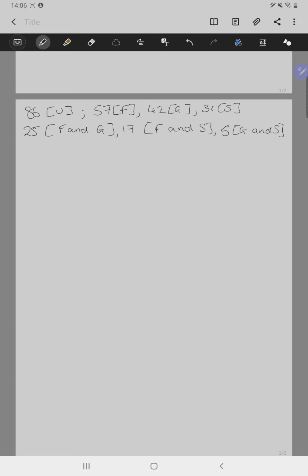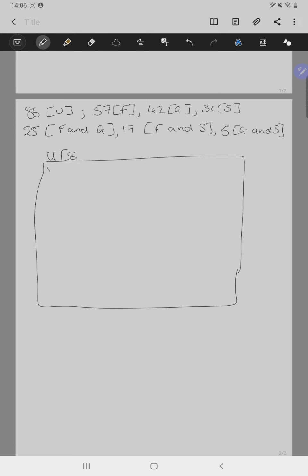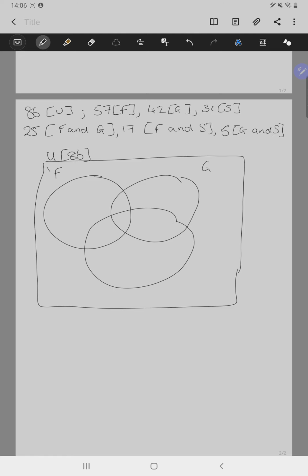So now they want us to find how many people take all three languages, but they haven't given us any information about it. So let's start to fill in what we can into our Venn diagram. We have our universal set up here, which we know is 86 in total. So we have French, German, and Spanish. We know this in total is 57, this in total is 42, and this in total is 31.